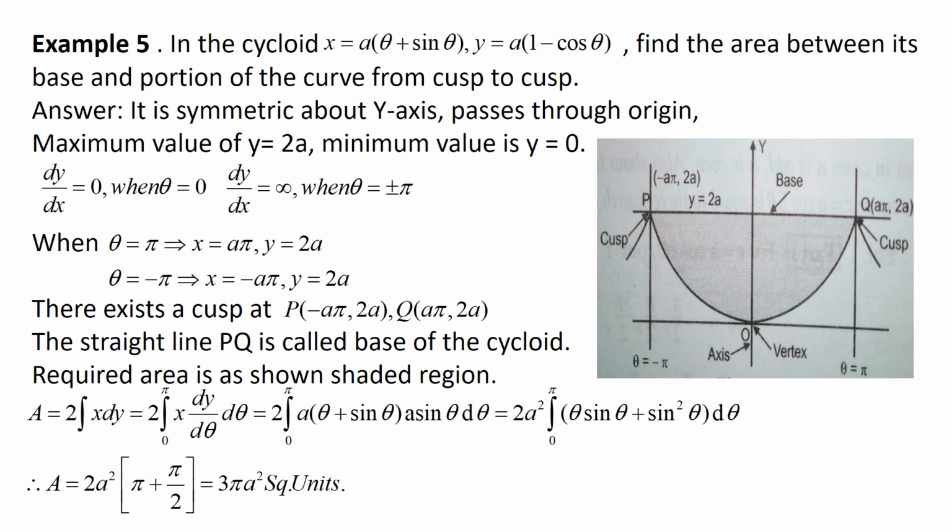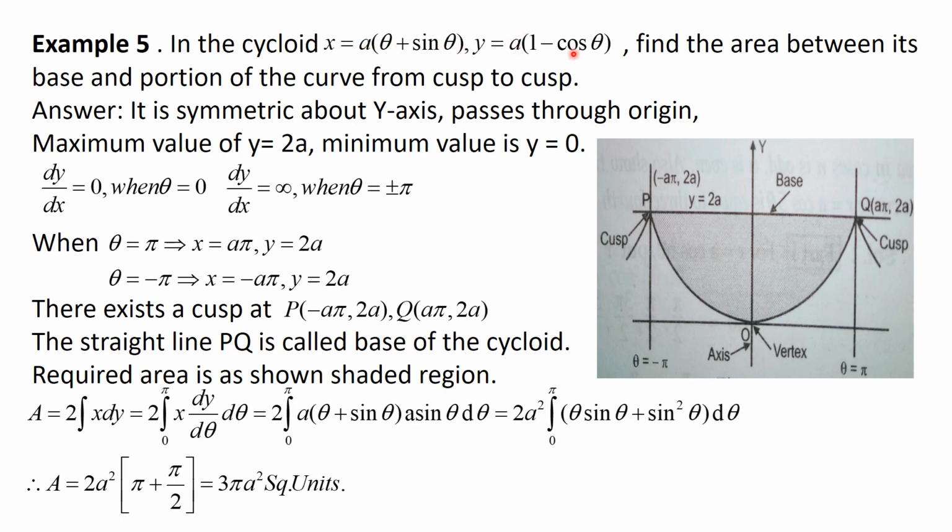See the next example 5. In the cycloid x equal to a theta plus sin theta, y equal to a times 1 minus cos theta, find the area between its base and the portion of the curve from cusp to cusp. As we have already studied parametric forms, x is a function of theta and y is a function of theta, which is given in parametric form.